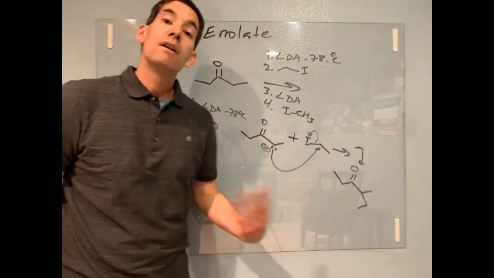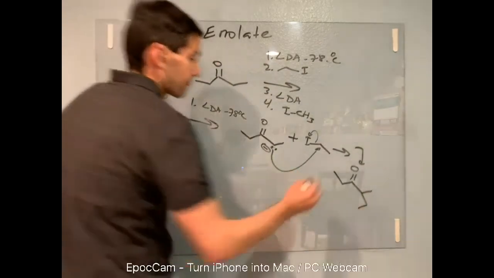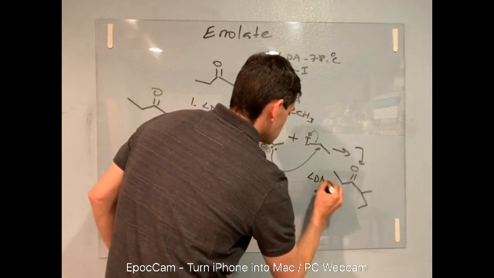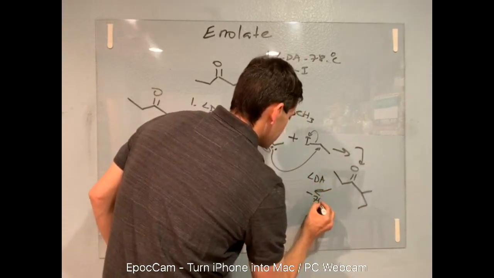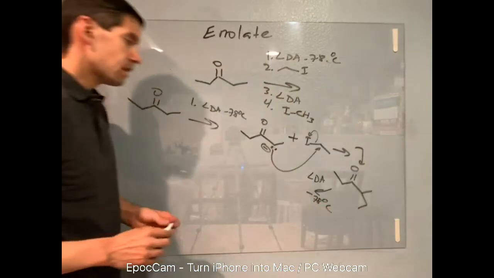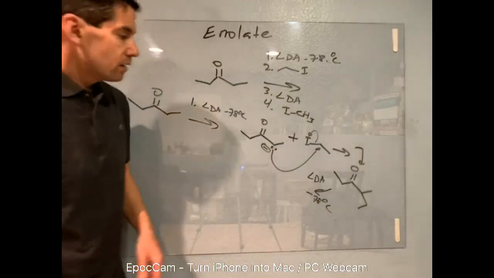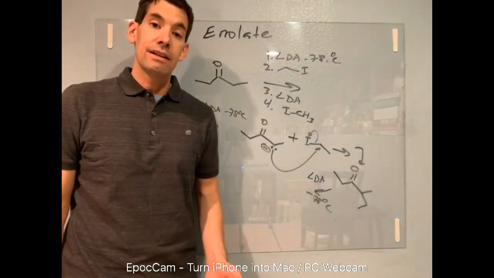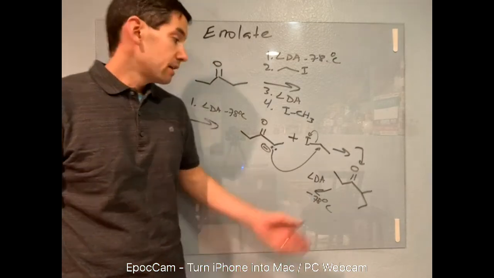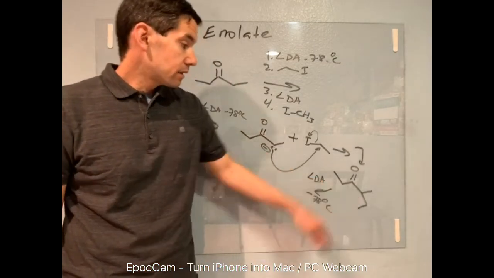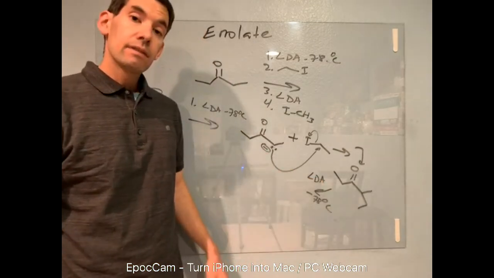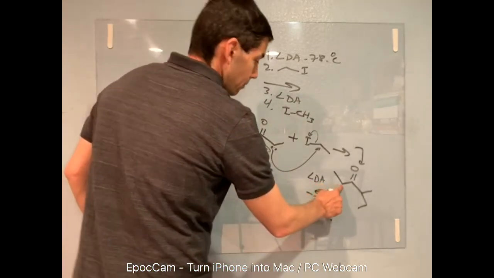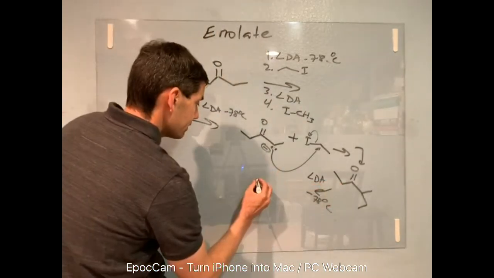Now we're going to do what? We're going to add in our LDA again, minus 78 degrees Celsius. All right, now LDA, minus 78 degrees. We're going to generate that kinetic enolate. Kinetic enolate is going to be on the least substituted side. Which side is going to be least substituted? Our left or our right? It's actually going to be what? It's going to be this side here. This is the one now that's going to form our new enolate.